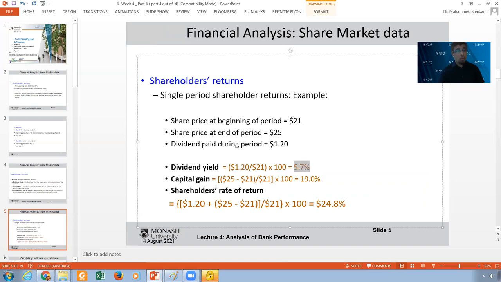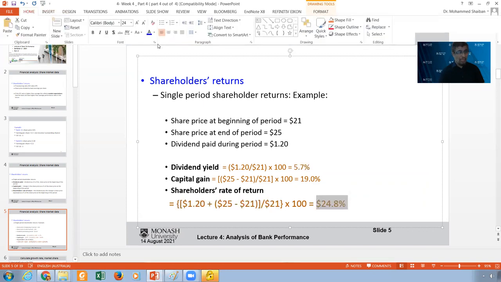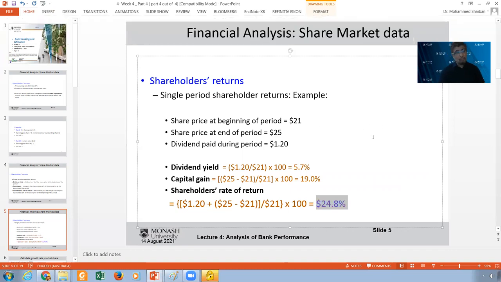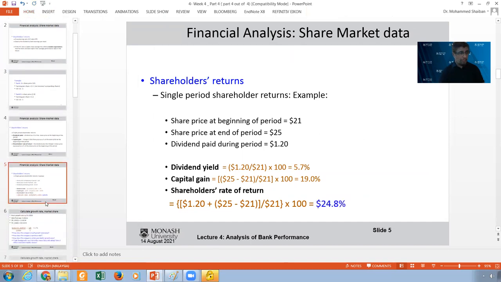And then they also achieved a capital gain when the price jumped from 21 to 25. So they are making 19%. So actually the total they are making is the 5.7% and the 19%, which means, if you look at this formula, you will find that it is 24%. So this is actually the total shareholders' return, coming from the capital gain and coming from the dividends.